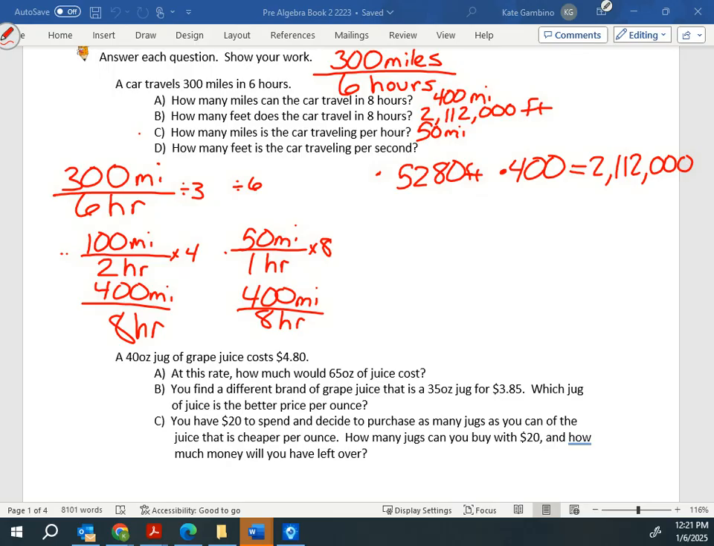How do you think I solved that part of it? Thinking through some of these different steps that we were doing, how can I figure out how many feet per second?